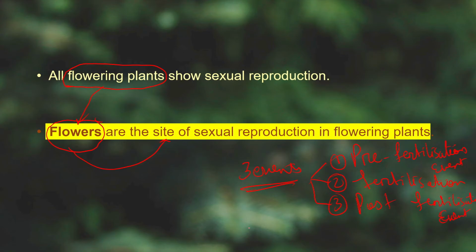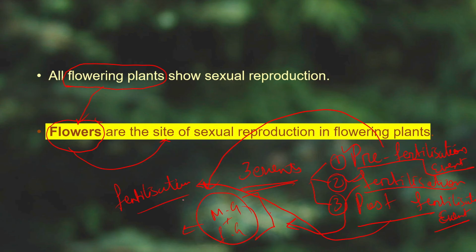In the pre-fertilization event, we are going to discuss the reproductive structures of the flower or the plant. That all comes under the pre-fertilization event. What we're going to study in the fertilization event is how the male gamete fuses with the female gamete. This process is what we're going to discuss in the fertilization event. What we're going to discuss in the post-fertilization event is what changes occur after the fertilization. This is what we're going to cover in this chapter.